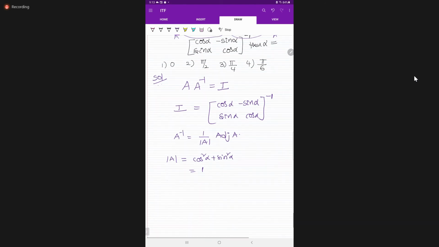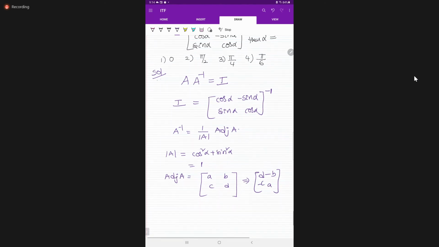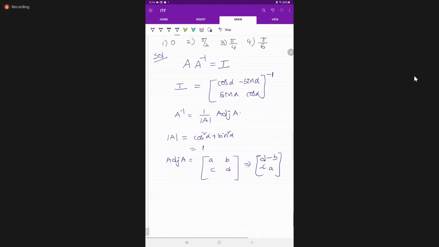So for 2 by 2 adjoint of A, already we know that this is A, B, C, D is equal to, we can write it as D, minus B, minus C, A. No need to find minors cofactor for 2 by 2. Directly can substitute in the formula. Now tell me, what you get here? A inverse. Tell me, students, what you get? Cos alpha, minus sin alpha.